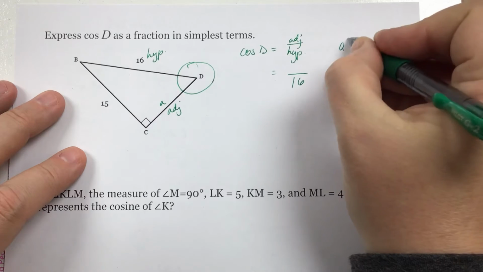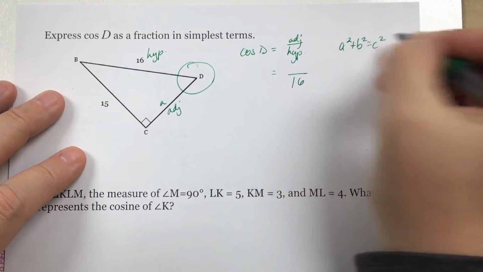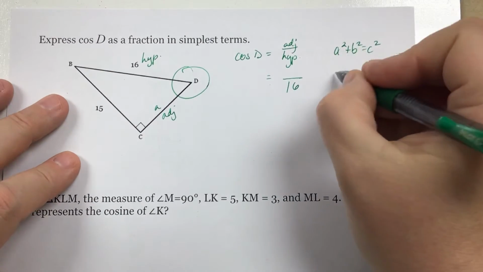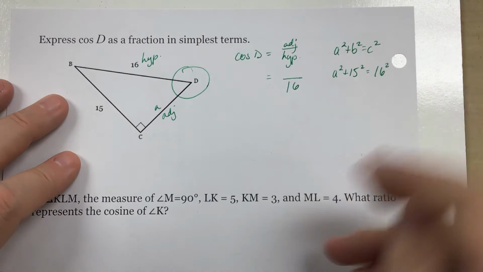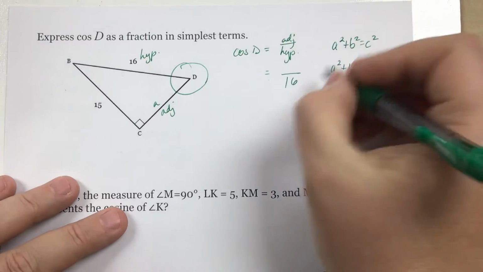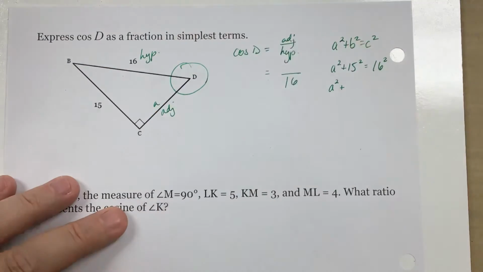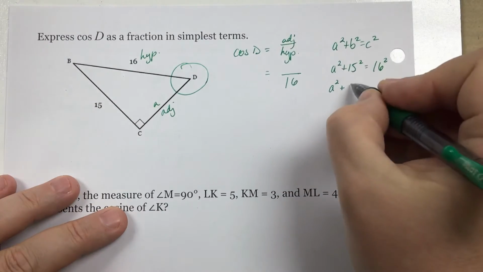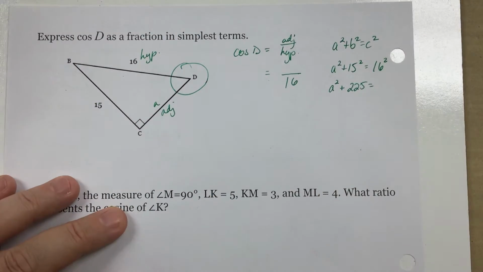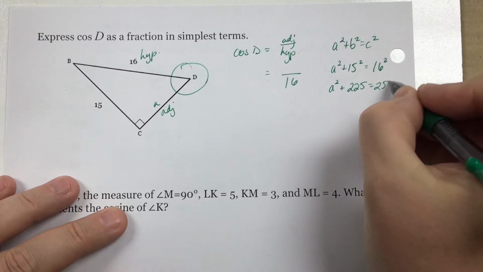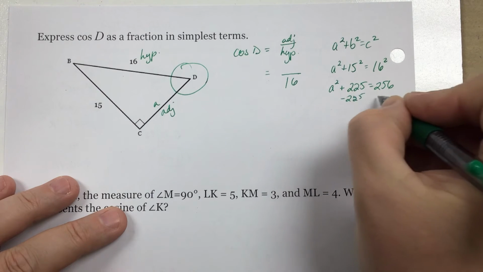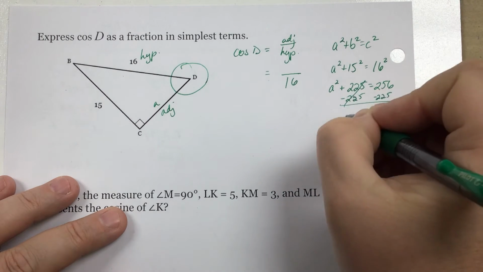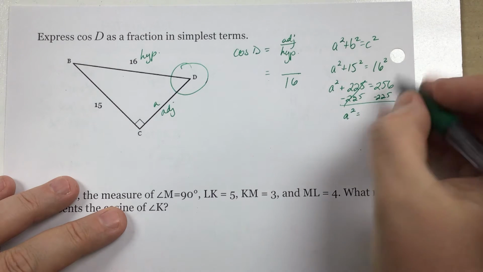But to find that something, again, I have to use Pythagorean theorem. So I'm going to do A squared plus B squared equals C squared again. In this case, my B squared is going to be 15 squared, and my hypotenuse is going to be 16, so 16 squared. And again, if you need a calculator, that is okay. So 15 squared is 225, and 16 squared is 256. To solve for A, I'm going to subtract 225 from both sides. So A squared is going to equal 31.